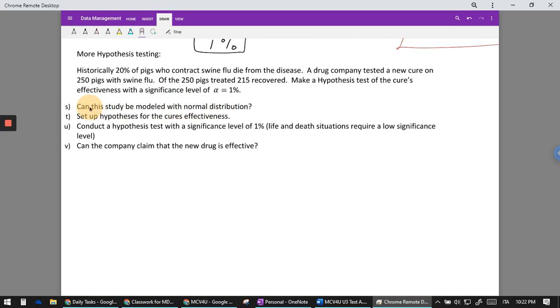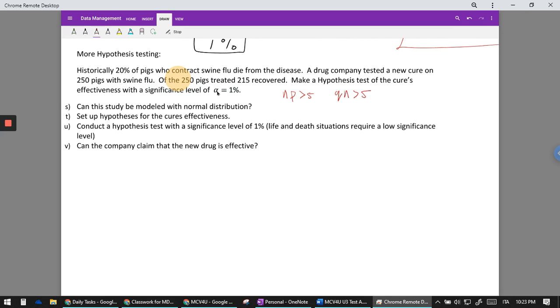First of all, this first question is, can this study be modeled with a normal distribution? First of all, we have to realize that this is a binomial distribution, okay? And remember, there was a stipulation that if P times N or Q times N were either one of them less than 5, actually, it says that this must be greater than 5, and this must also be greater than 5 in order for all of this to work out.